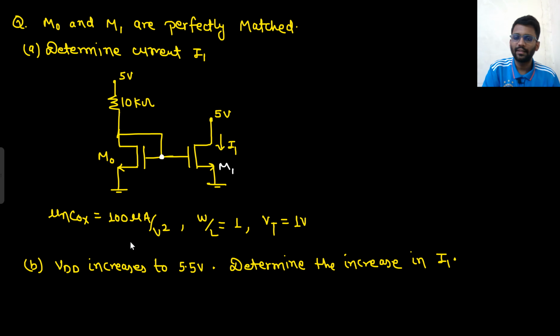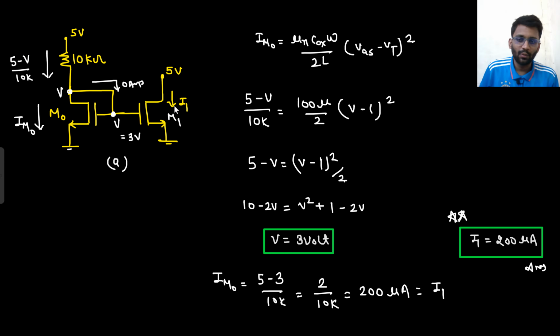The next question says that your VDD increases to 5.5 volt. Determine the increase in I1. So this is what you need to determine. Also one more thing, here you cannot directly consider them to be in current mirror, right? When you get the value of V, you need to determine if your M1 is working in saturation or not.